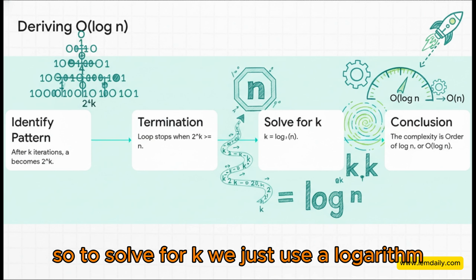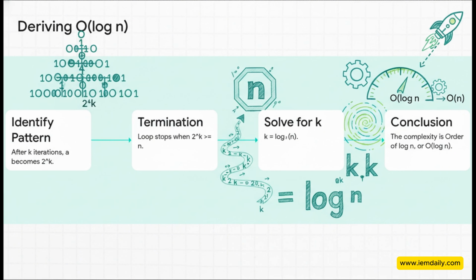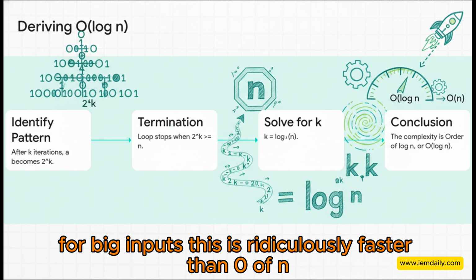So to solve for k, we just use a logarithm. k is roughly log base 2 of n. And that's our conclusion. This is an O of log n algorithm. For big inputs, this is ridiculously faster than O of n.